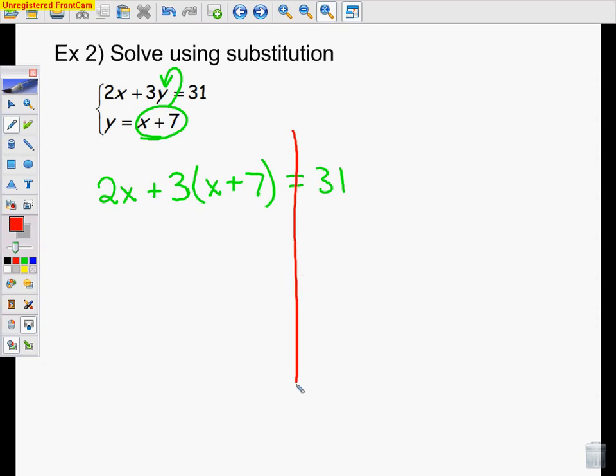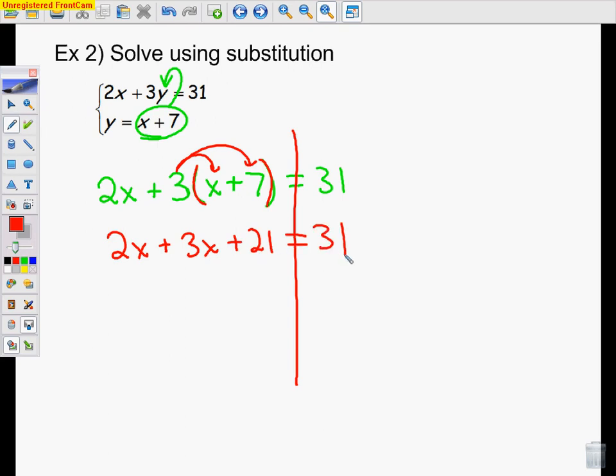Again, we put parentheses around this x plus 7 just in case we had something that we needed to distribute. Do we here? Yeah, we have this 3 on the outside. So let's go ahead and distribute the 3 into the parentheses. I'm going to drop down the 2x. 3 times x is 3x. 3 times 7 is positive 21. And then I'm going to drop down my 31 on the right.